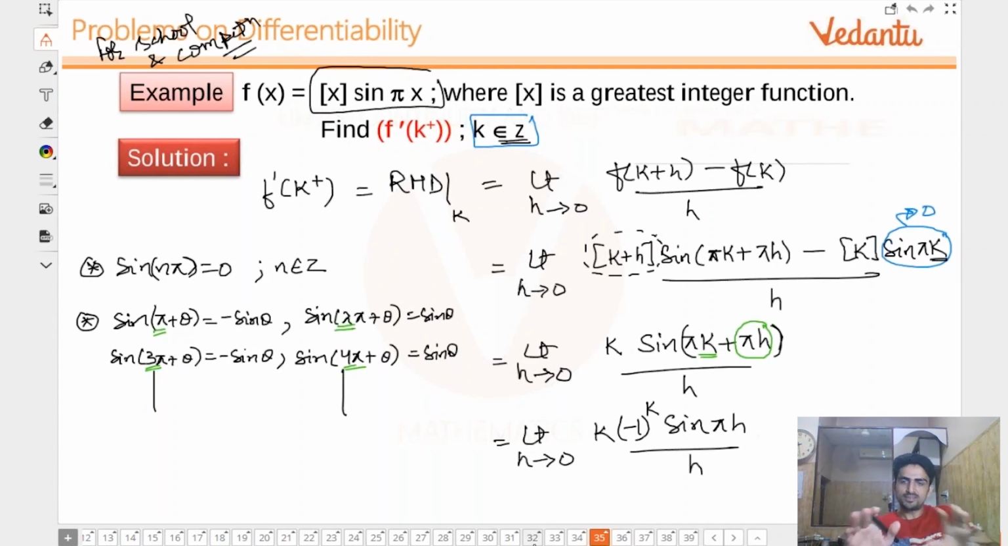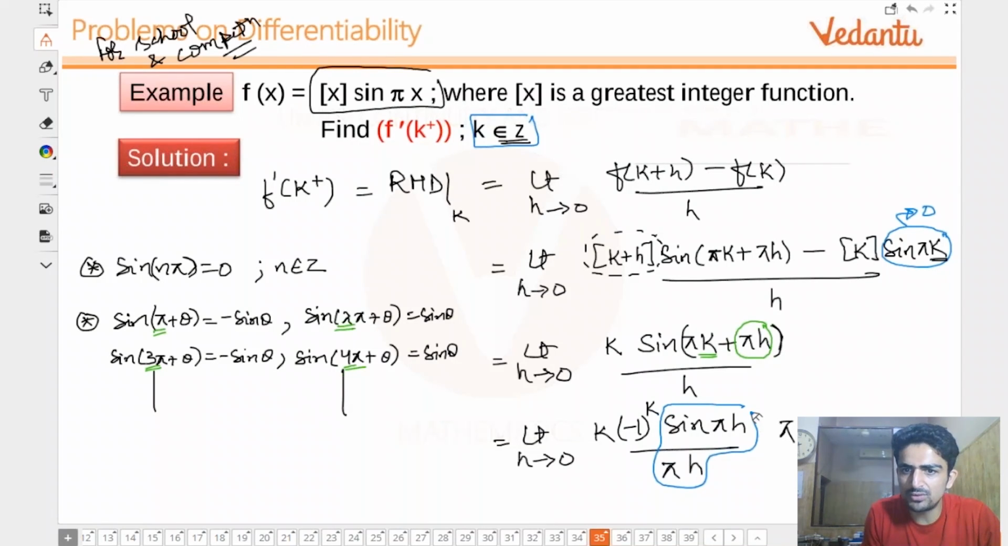Did you understand how I just did that? Sine of k pi plus theta is sine theta with plus or minus sign depending upon k is odd or even. So I just inculcated that thing like this. And now it's very easy. I'll multiply and divide by pi, so that this is sine of 0 by the same 0, and hence it becomes 1. So my answer is minus 1 raised to power k into pi. So that is all about this question. This is important for school as well as competition.